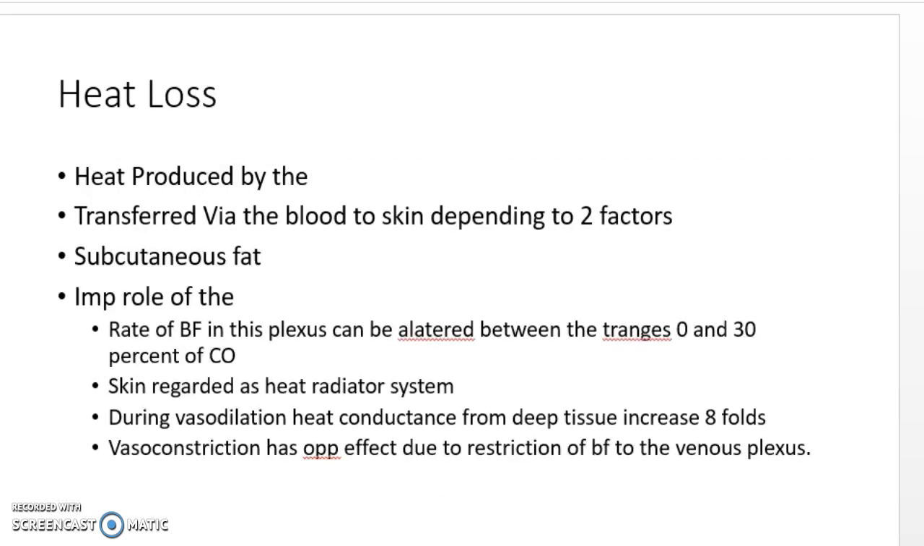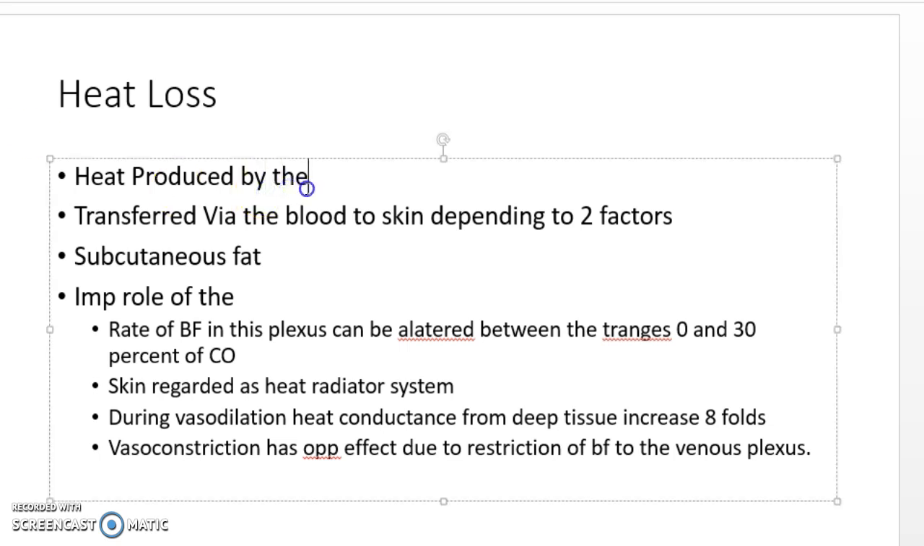Let's talk a bit more about heat loss. Heat is going to be mainly produced by the deep organs, such as the heart. As we all know, the brain is so deep, and the liver. They're all the key organs, and the muscles during exercise. This is only during exercise.